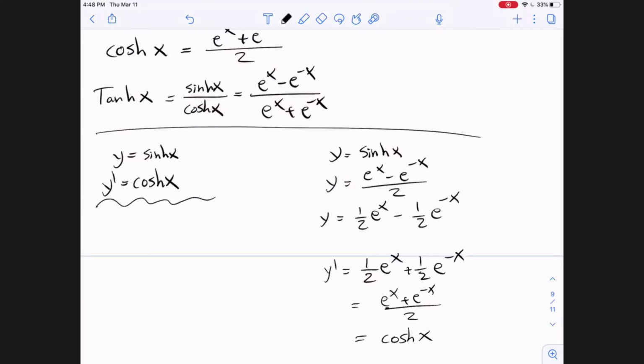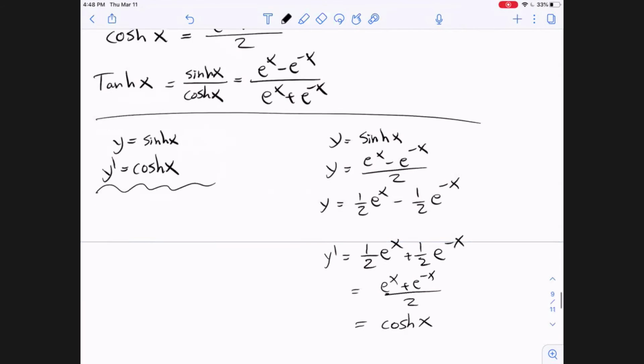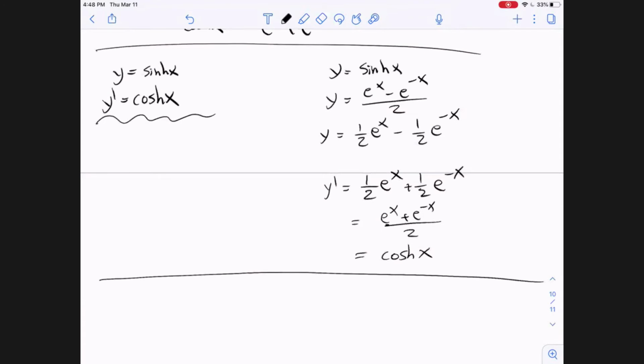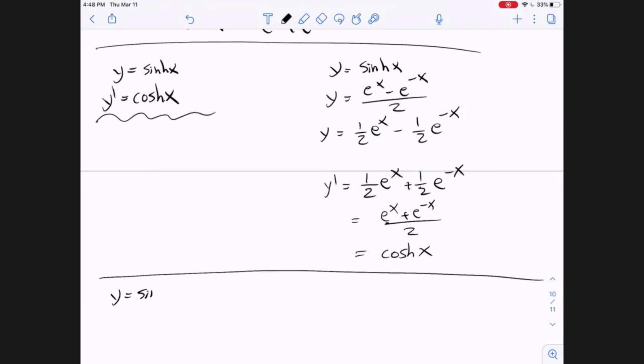Now, there are some differences. So if you have y equals hyperbolic sine of x, the derivative is hyperbolic cosine of x. If you have y equals hyperbolic cosine of x, the derivative is just the hyperbolic sine of x.